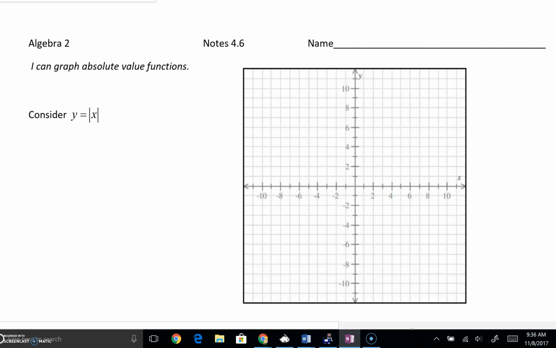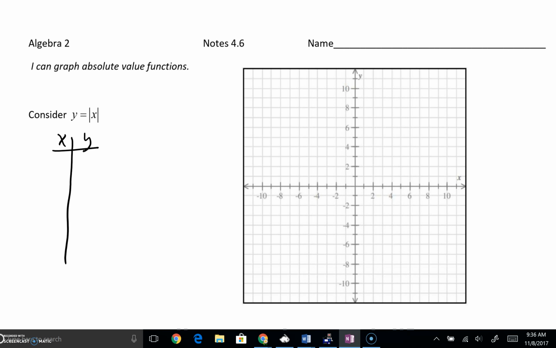All right, for lesson 4.6, the very last lesson of this unit, we're graphing absolute value functions. Now, what you could always do with graphs is build yourself a table. And in fact, that's how you first learned how to graph lines and so forth.